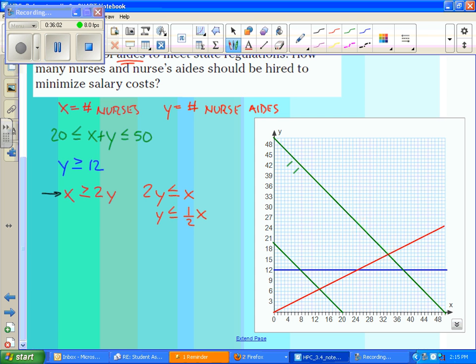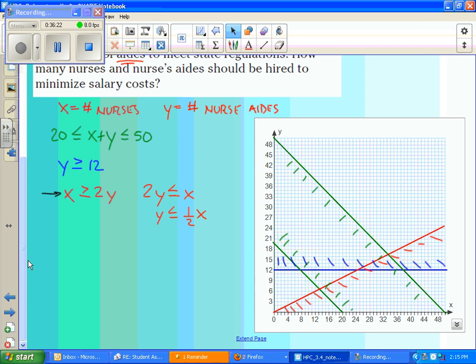above. So far, I have shading going on in between the green lines. I have shading above the blue line. And then, because it's a less than, I have shading below the red line. And so all that I am interested in looks to be right there. Yep. All right?